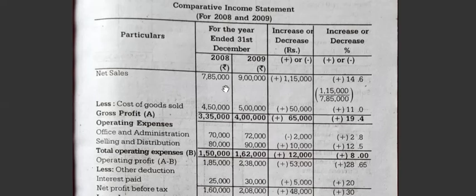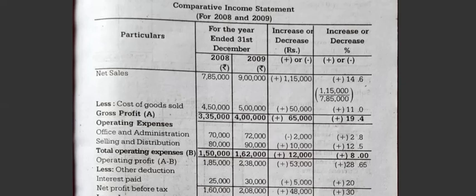After that, compare the increase or decrease. There is an increase, so write plus 1,15,000. Now how to calculate percentage: whatever the increase or decrease, divided by the base, into 100, that is 1,15,000 divided by 7,85,000 into 100. You will get the answer plus 14.6, because this is plus.